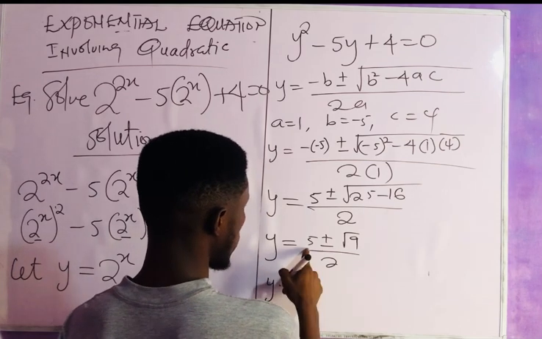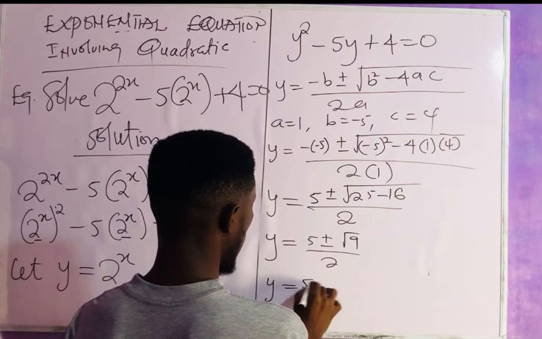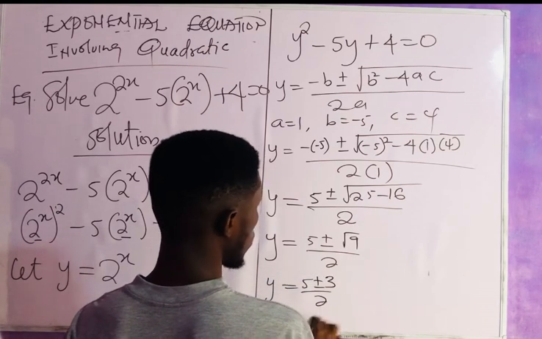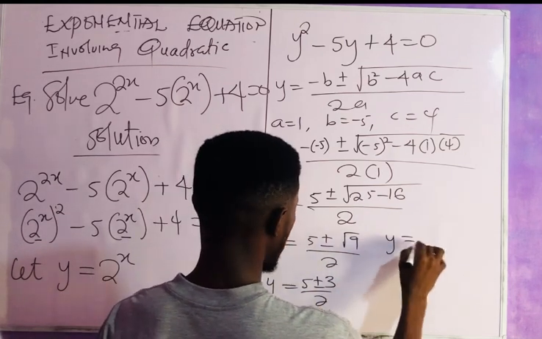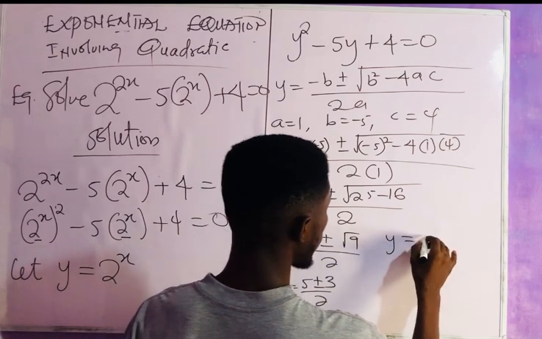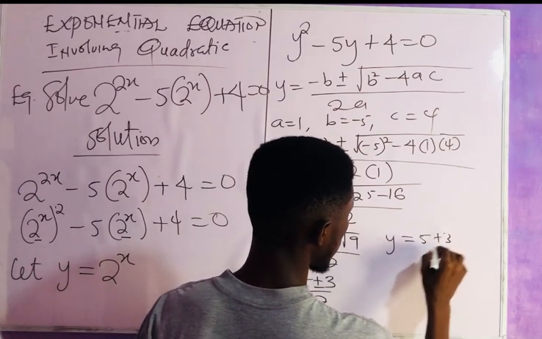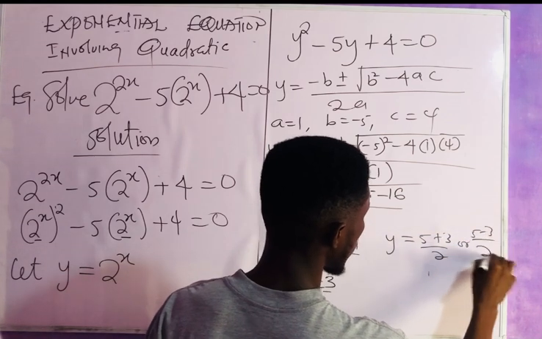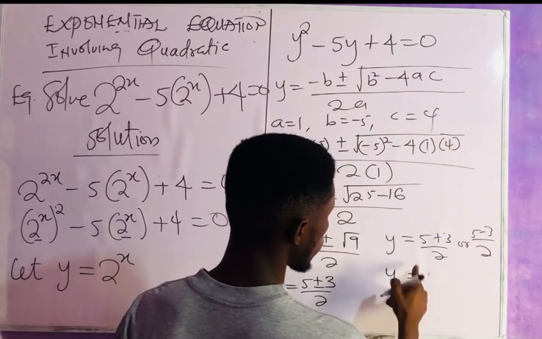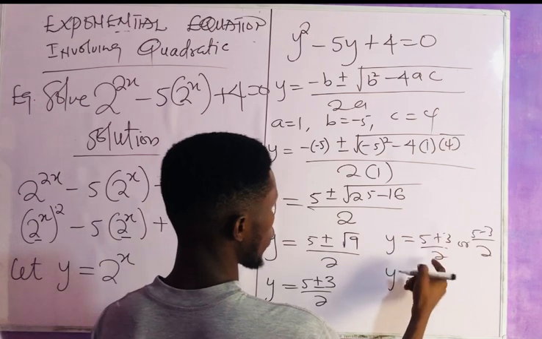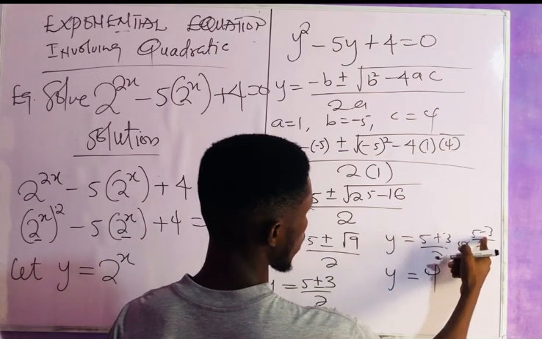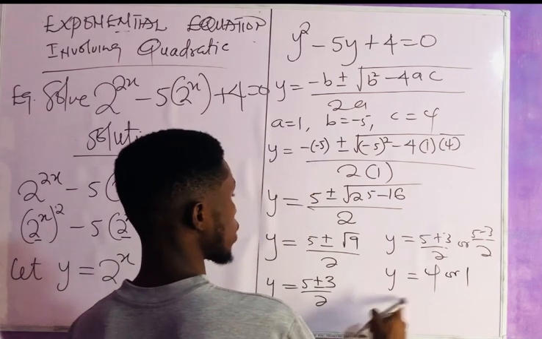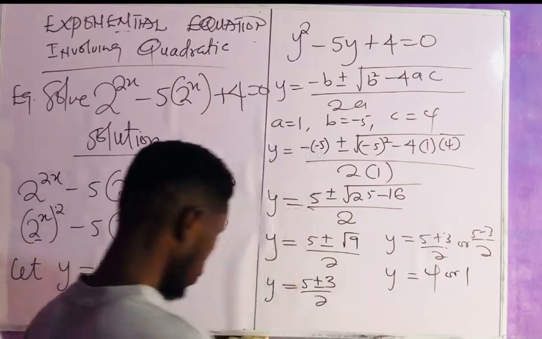So I have y to be 5 plus or minus square root of 9, which is 3, over 2. So y is now either 5 plus 3 over 2 or 5 minus 3 over 2. So y is equal to 5 plus 3 is 8, over 2 is 4. 5 minus 3 is 2, 2 over 2 is 1. So y is equal to 4 or 1.